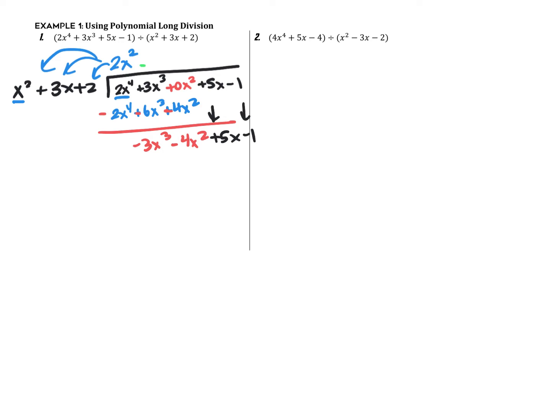All right. In order to get negative 3x cubed, I need to multiply by negative 3x. That's going to give me negative 3x cubed minus 9x squared minus 6x.